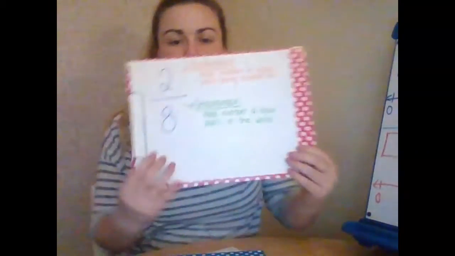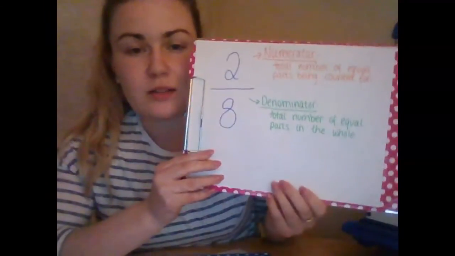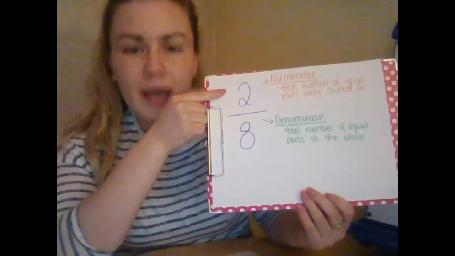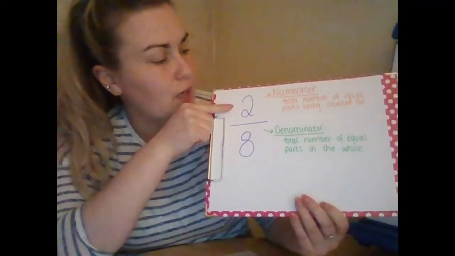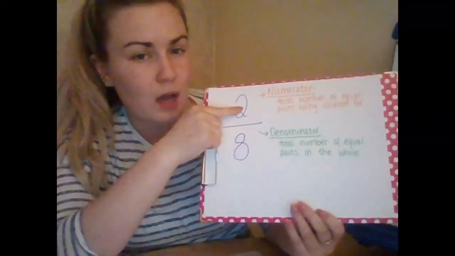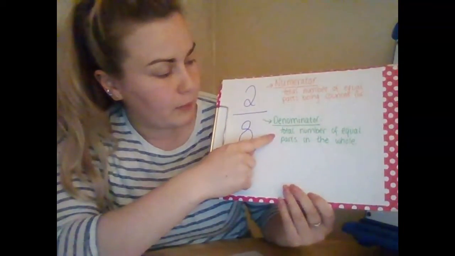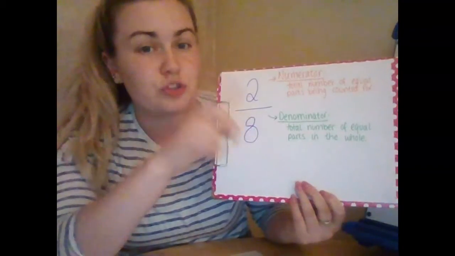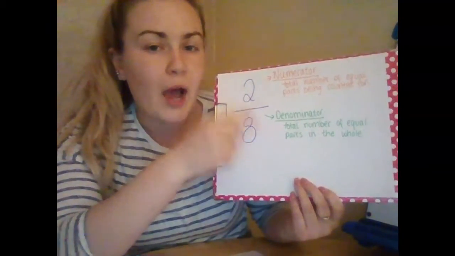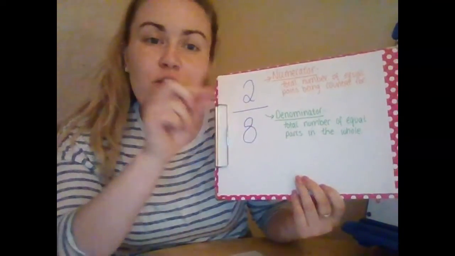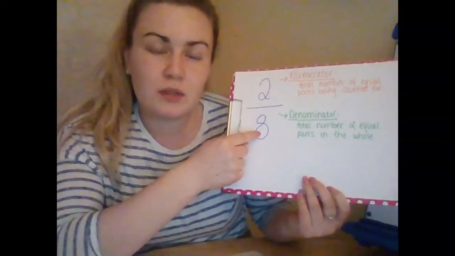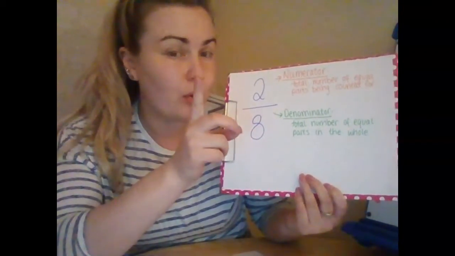Before we get started on our lesson, I want to review our numerator and our denominator. Remember, our numerator is the number of equal parts being counted for, that's the number on the top. Our number on the bottom, our denominator, is the total number of equal parts in the whole. So just in one whole, how many equal parts are in there? Even if you have multiple wholes, when you're doing your denominator, you're just counting the number of equal parts in the one whole.